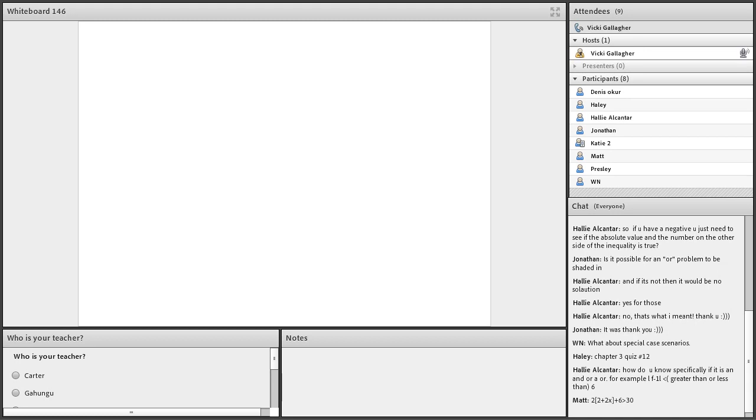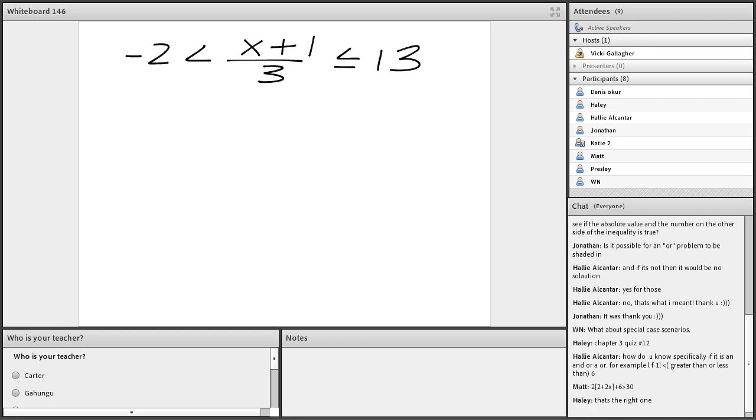Okay, so if this is the wrong problem, let me know. But my chapter 3 quiz number 12 says -2 is less than x plus 1 over 3 is less than or equal to 13. So if that's not the right problem, please tell me. Okay, awesome. And I'm going to answer that other question in a little bit.